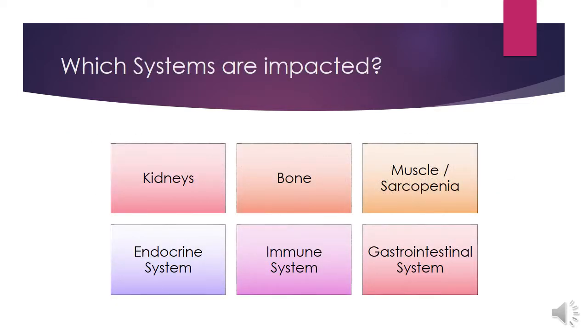So in the geriatric population, which systems are we seeing being impacted by aging? Well, the kidneys, the bone, muscle, sarcopenia, endocrine system, immune system, gastrointestinal system. Those systems just have a normal wear and tear that occurs with them. Of course, we know other systems can be impacted with aging, but it's not just about aging, it's about lifestyle. And we have discussed some of those in previous sections, and the liver, the heart, and things of that nature.